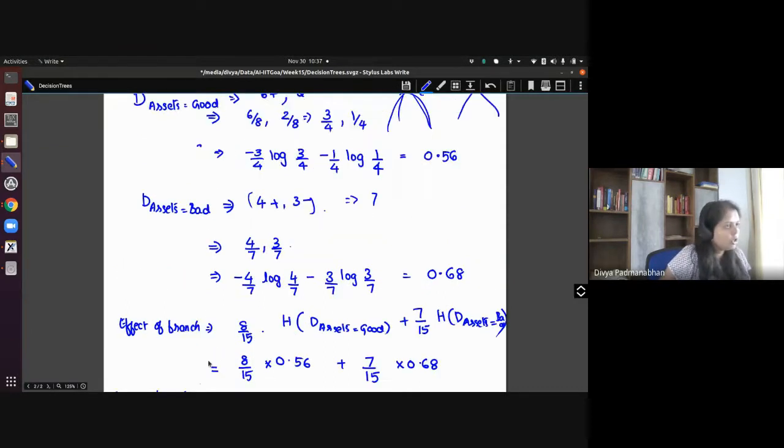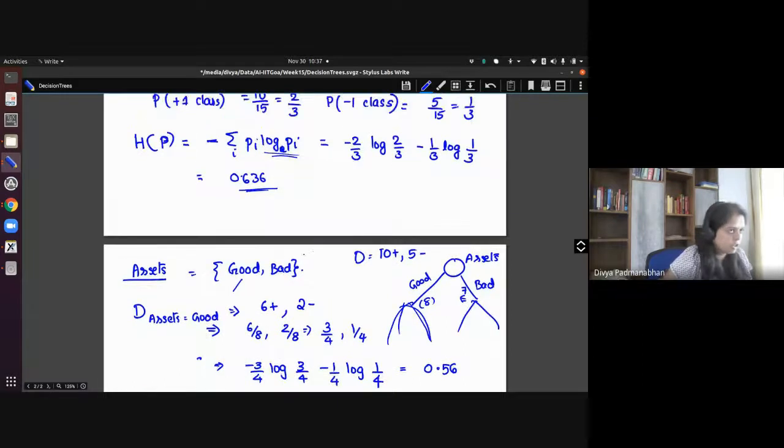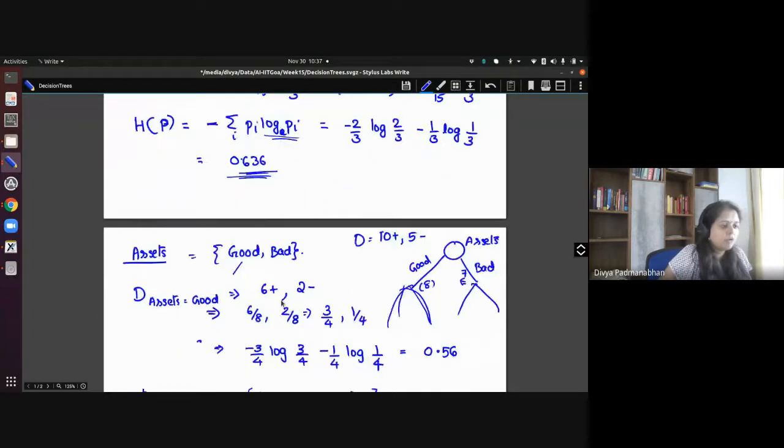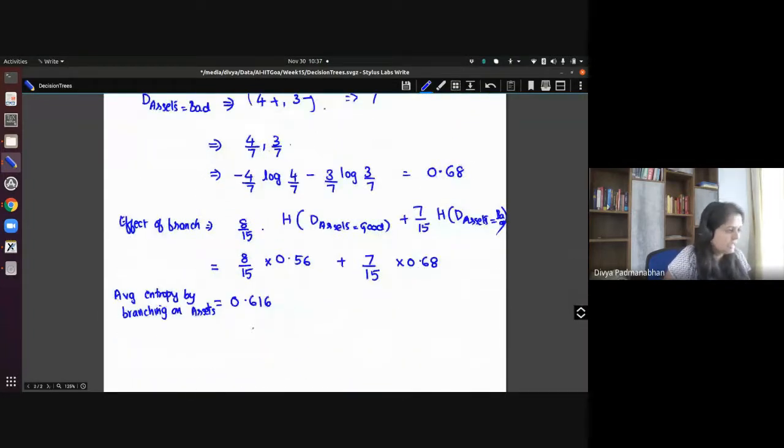Now what you do is the gain in information. Before you did any branching, this was the amount of randomness that you had. After you did the branching, this was the entropy that you had. So the information gain for this feature assets is nothing but this difference, the difference of H of D.